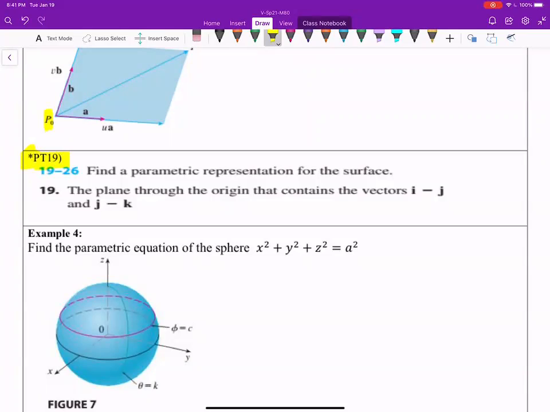There is a problem here, problem number 19, which is based on this equation that we derived, the equation of a plane passing through a point and having two non-parallel vectors. This problem number 19 is done in the section video. Please refer to the videos for this section 16.6 for this particular problem.